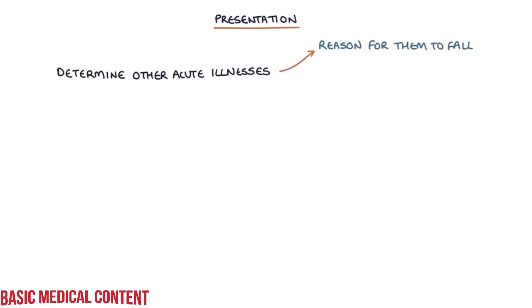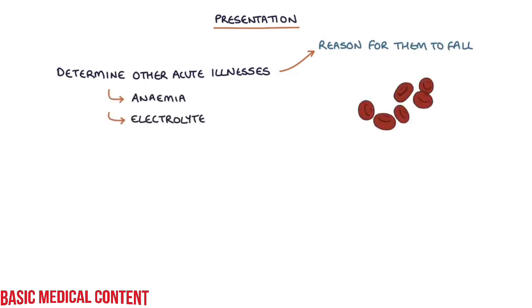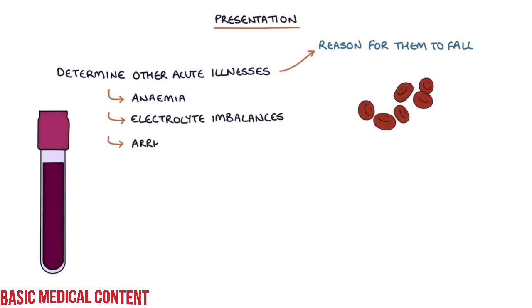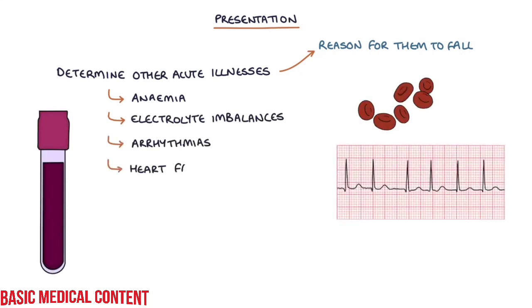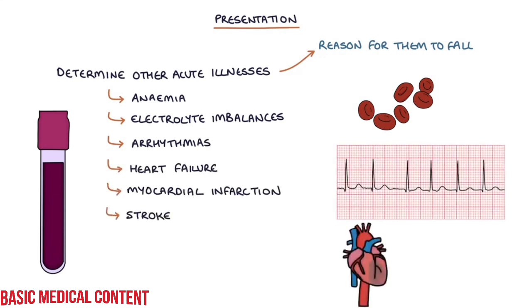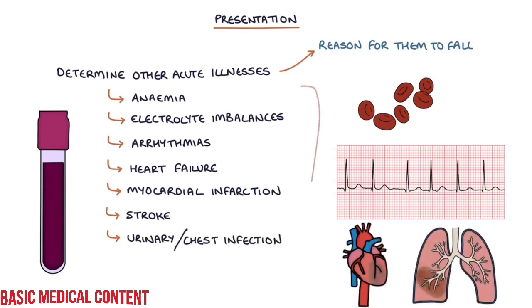An essential part of assessing patients with a new hip fracture is to determine any other acute illnesses. There's often a good reason for them to fall and break a hip. They may also be suffering with anemia, electrolyte imbalances, arrhythmias, heart failure, a myocardial infarction, a stroke, or a urinary or chest infection. These conditions need to be identified as early as possible so that the patient can be optimized and surgery can proceed with minimal delays.